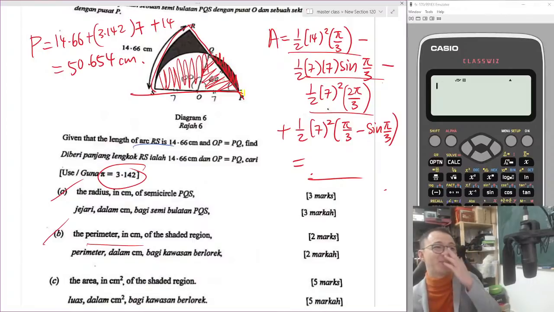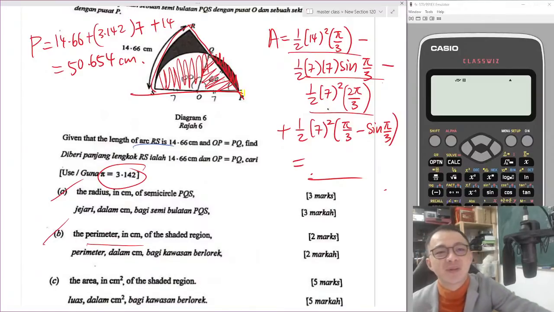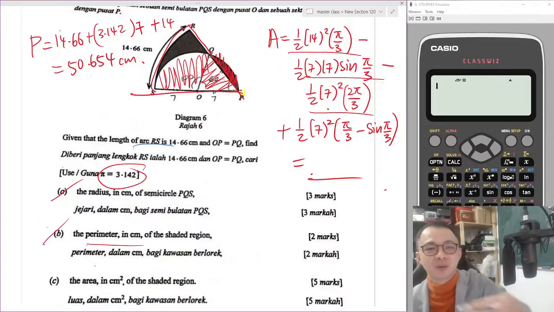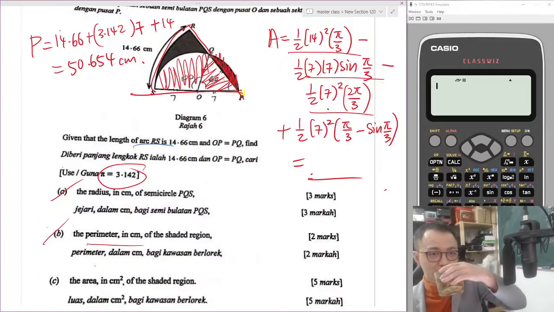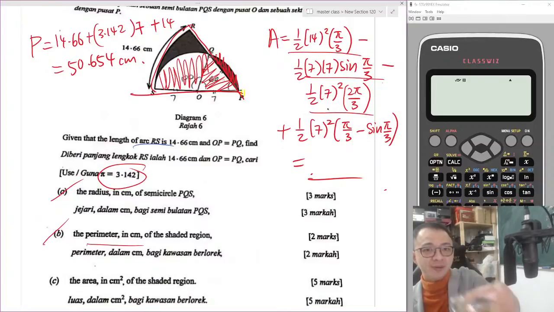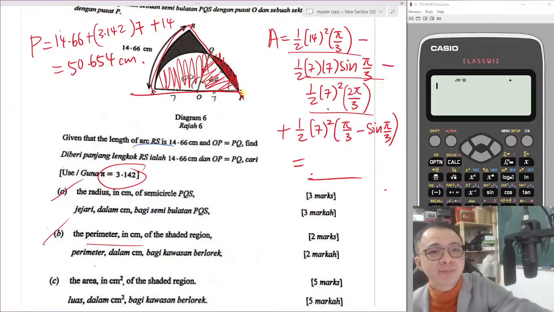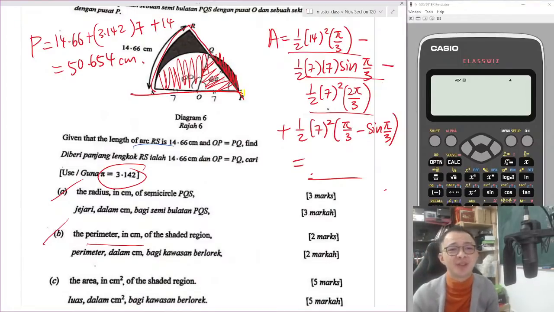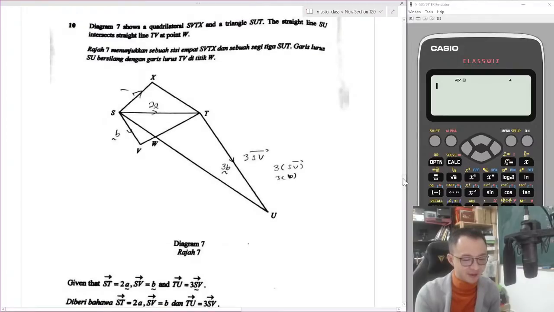Anything you want to ask me before I move on to the next question? Yeah, sometimes circular measure can be quite hard because you cannot see it. Alright, it's no problem. I'm going to move on to vector.